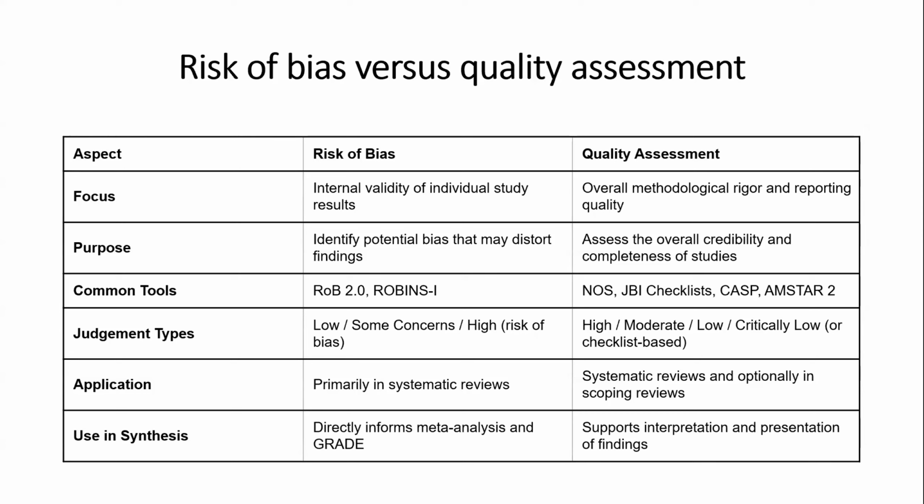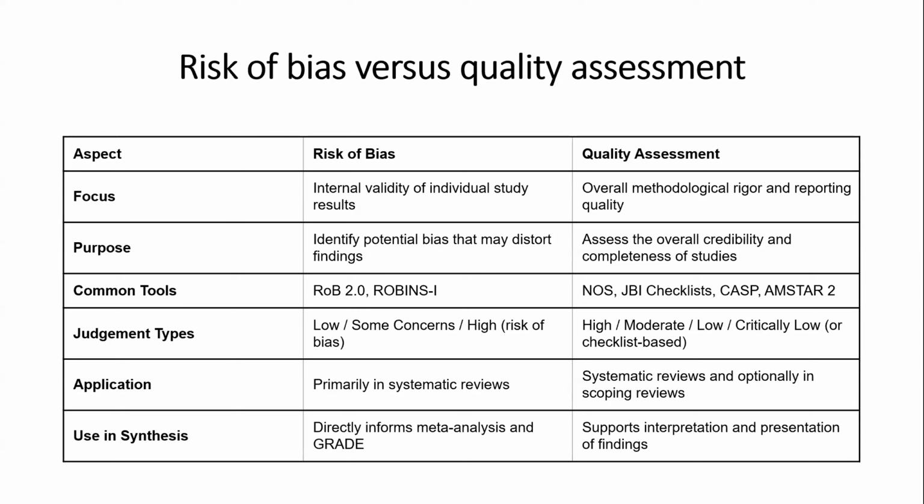We do risk of bias assessment to check in depth whether the study has been conducted in an appropriate way. Quality assessment, however, just looks overall at the methodology of the study, how it was conducted and how it was reported. The purpose of risk of bias assessment is, as I said, to identify all the potential bias in the study. But quality assessment mainly looks at how the study has been conducted, whether it is appropriate and whether the reporting is complete.